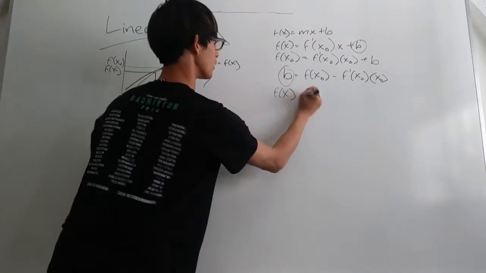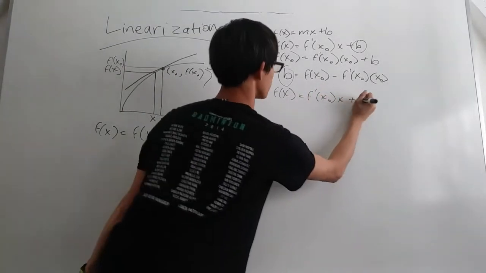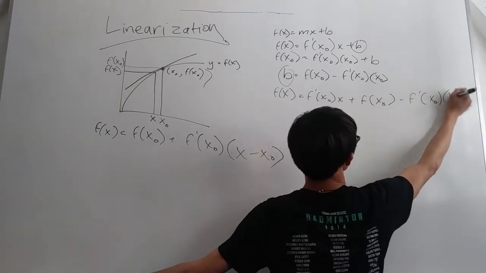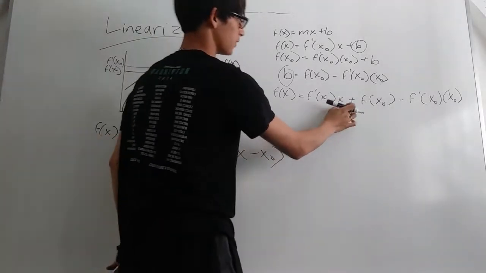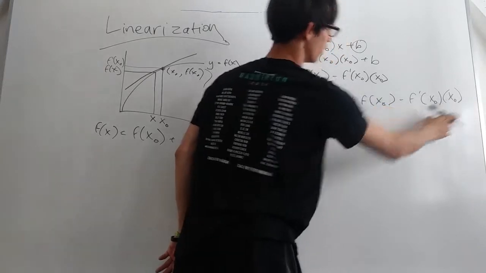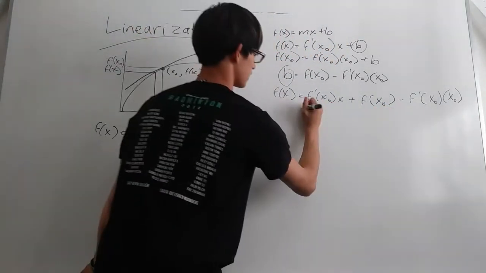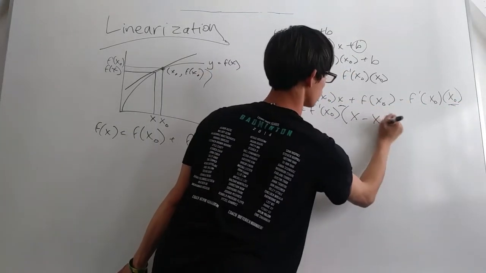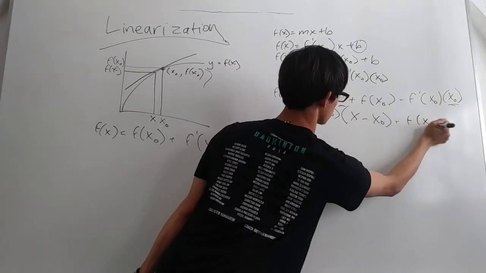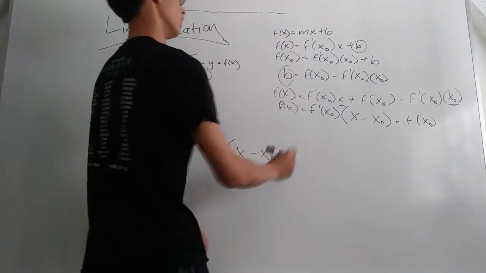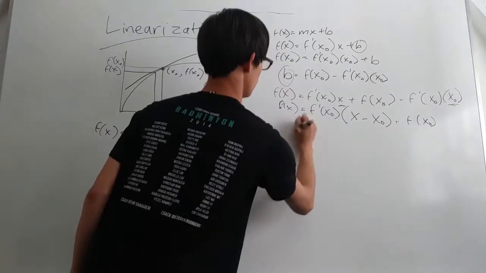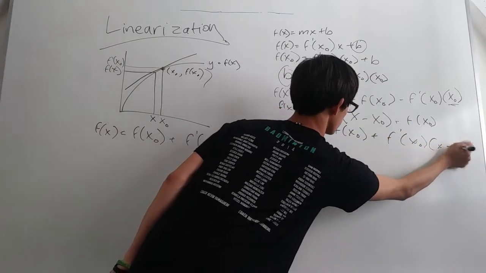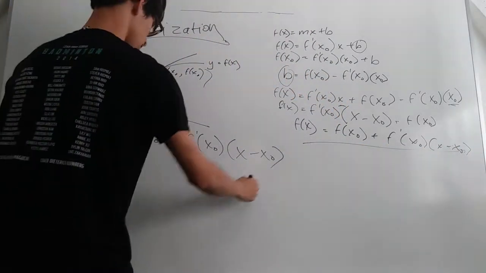That gives us f(x) = f prime(x0) times x plus f(x0) minus f prime(x0) times x0. So we have f prime(x0) times x here and f prime(x0) times x0 here. If we factor out the f prime(x0), that's f prime(x0) times (x minus x0) plus f(x0). That gives you f(x). So flipping this over, f(x) = f(x0) plus f prime(x0) times (x minus x0). That is the same as that.